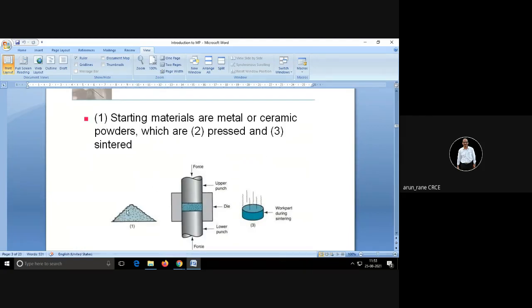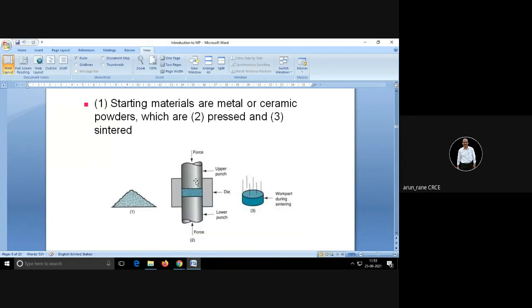So you have a crushed ceramic powder or metal powder, which is pressed in between the two punches. This process is called powder metallurgy. The same principle is applied in the pharma industries. Everyone must have seen the tablets, pharma medicinal tablets, like Dolo, aspirin, or any other.